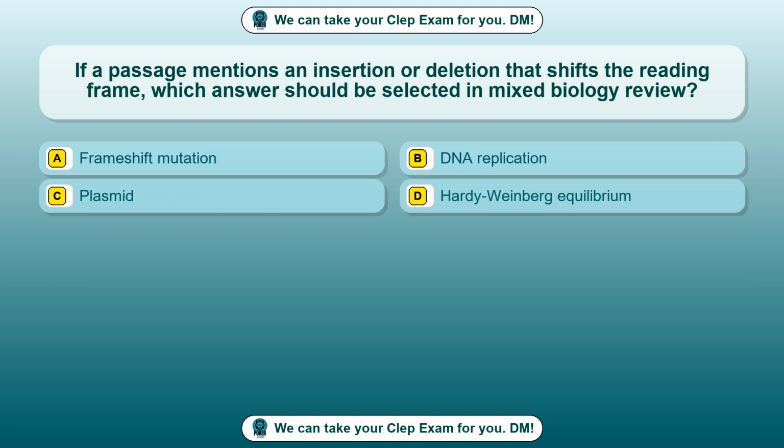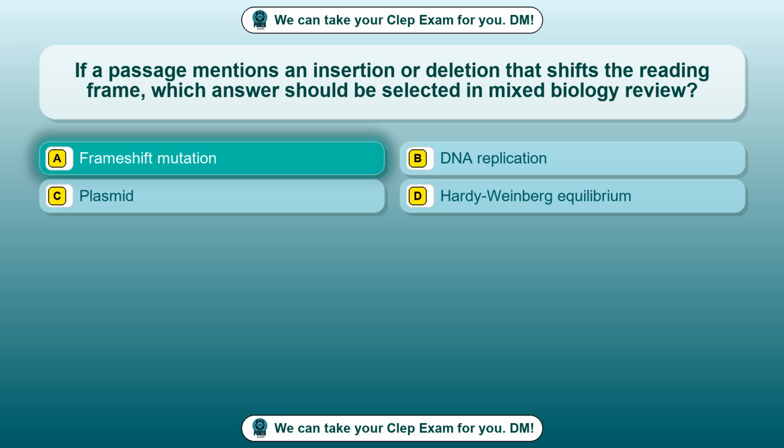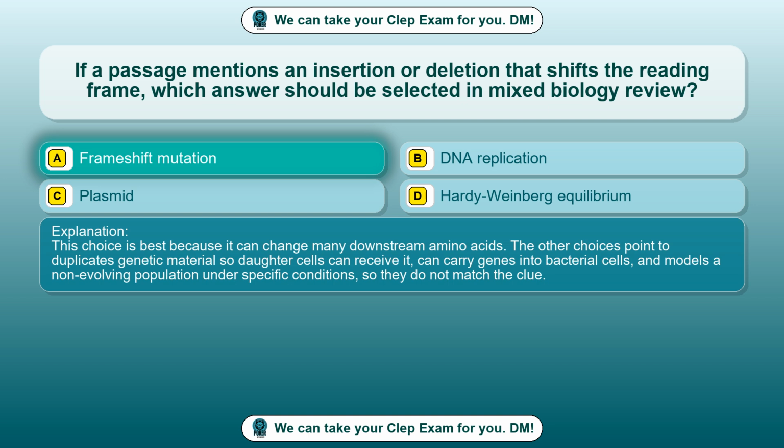Question 67. If a passage mentions an insertion or deletion that shifts the reading frame, which answer should be selected in mixed biology review? Option A, frame shift mutation. Option B, DNA replication. Option C, plasmid. Option D, Hardy-Weinberg equilibrium. The correct answer is option A, frame shift mutation. This choice is best because it can change many downstream amino acids.